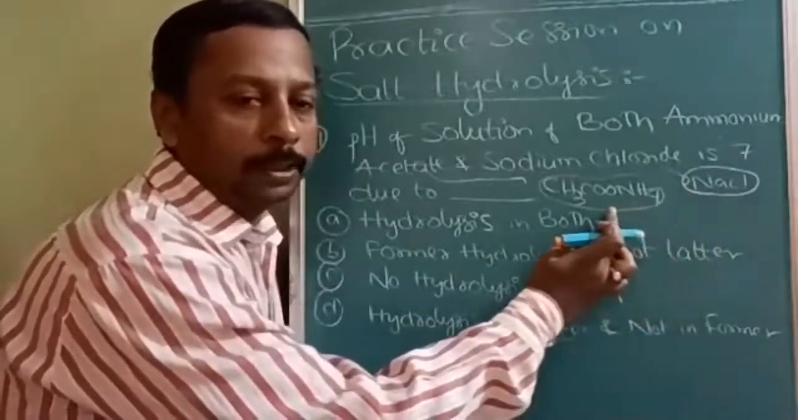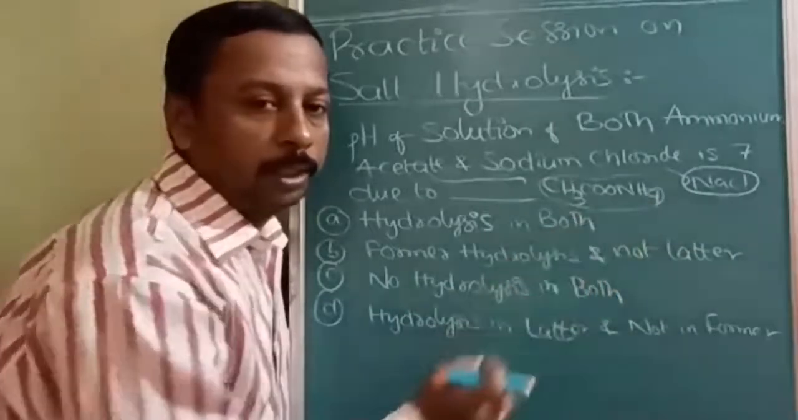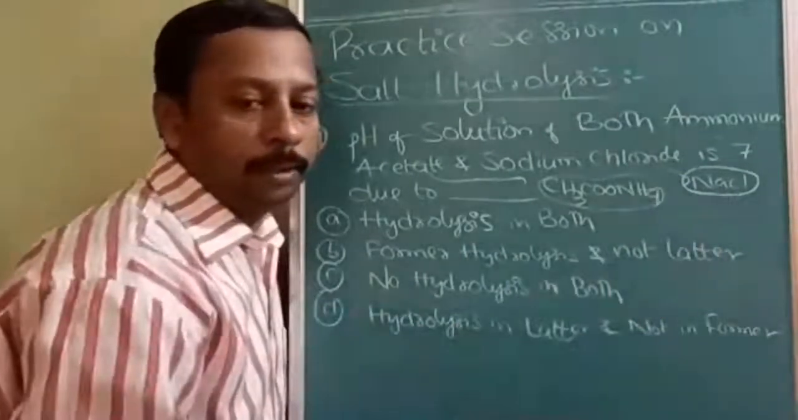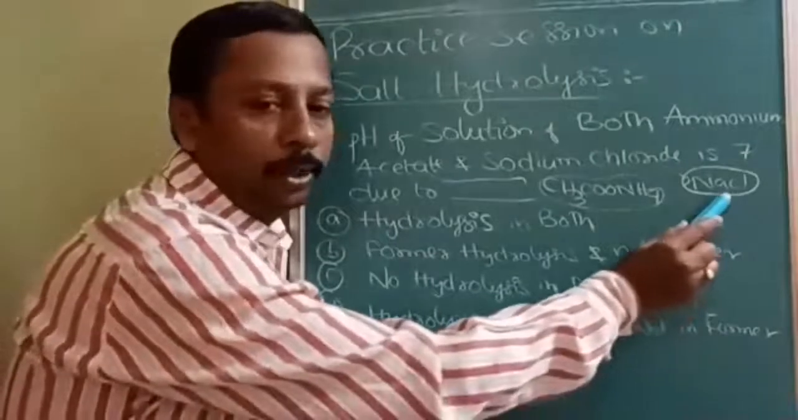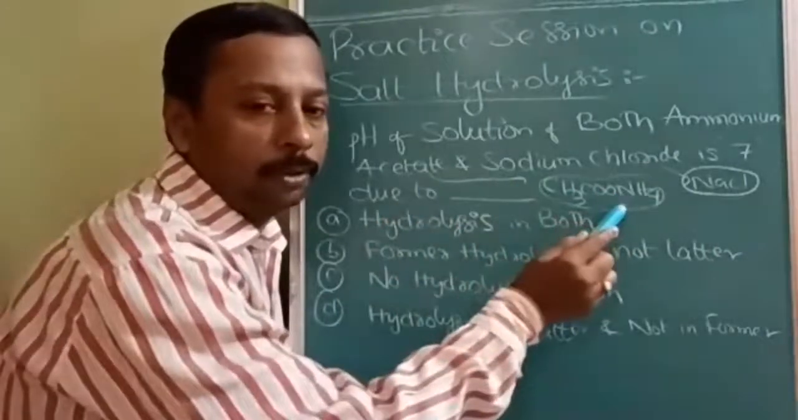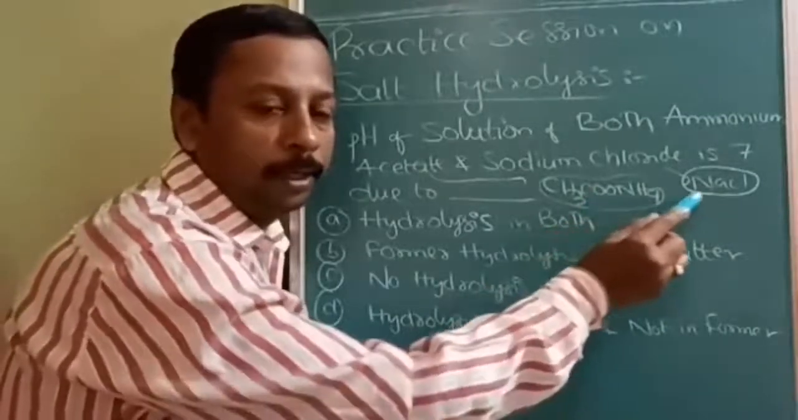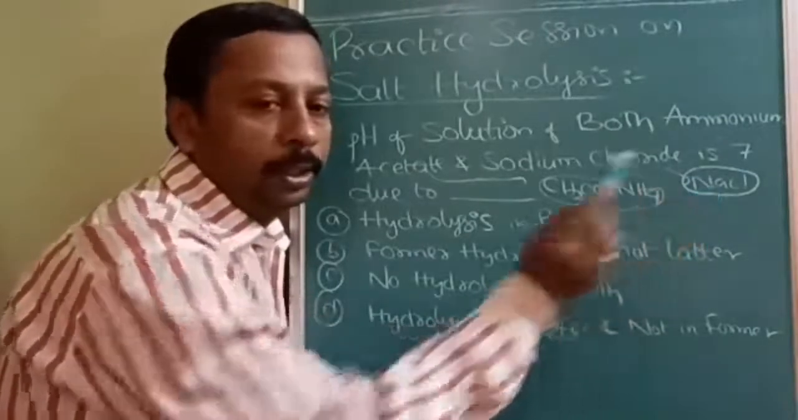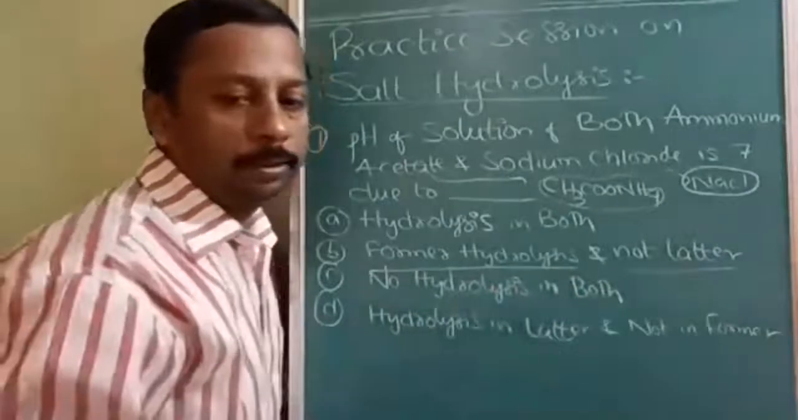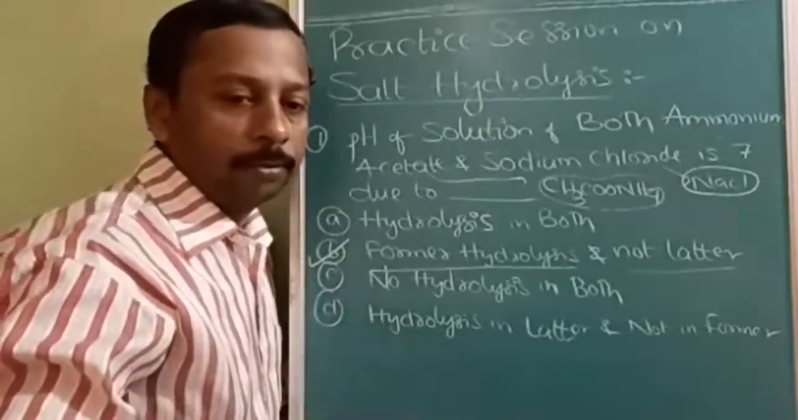But for ammonium acetate, acetic acid and ammonia are both weak, so both will undergo hydrolysis. If both are weak, the pH is 7. If both are strong, the pH is also 7. But the reason is different. Here the reason is no hydrolysis; there the reason is both hydrolysis. So first is called former, and whatever is written after is latter. Hydrolysis in former and no hydrolysis in latter. So what is the answer? Hydrolysis in former, not in latter. Is it understood? So answer B is correct. Is it understood to all of you? Note it down.